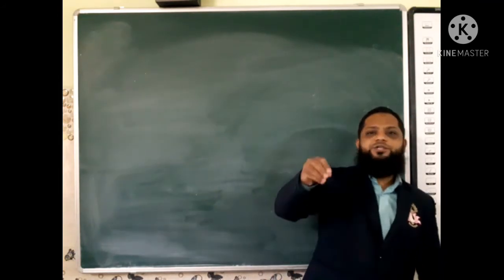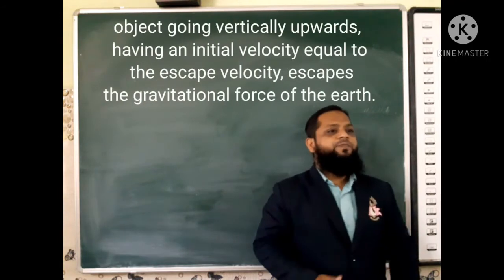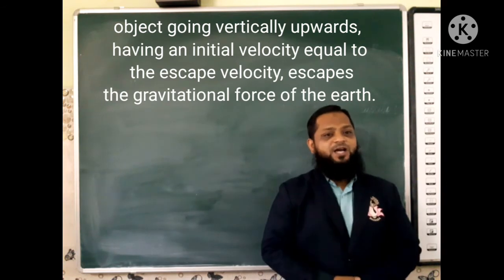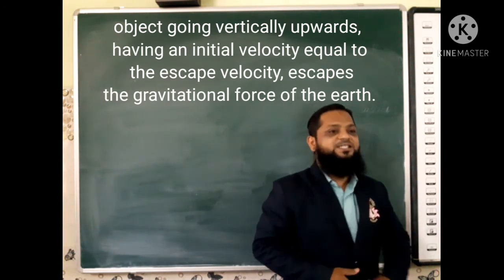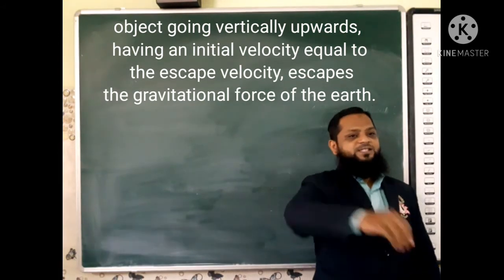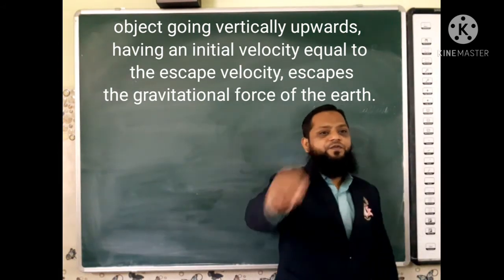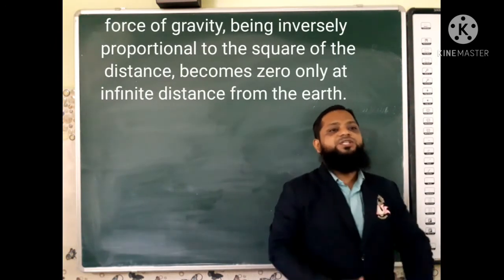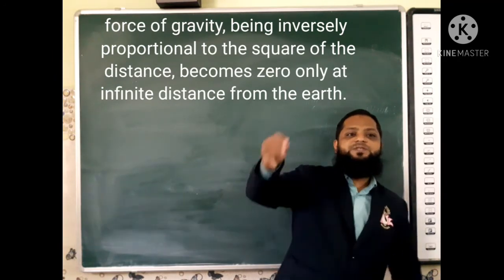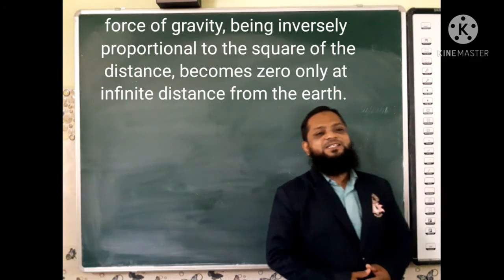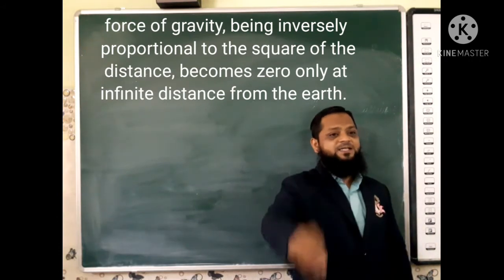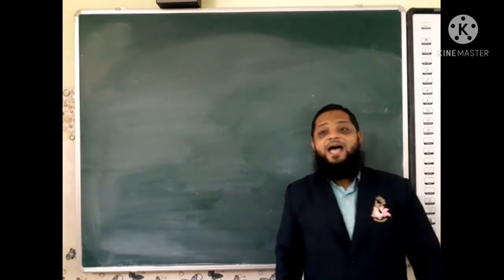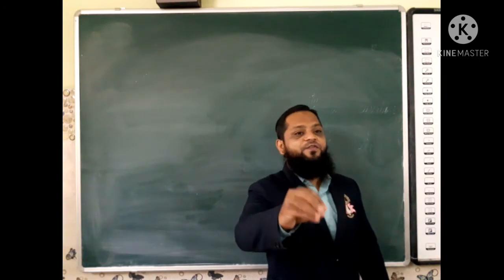Dear children, an object going vertically upwards from the surface of the earth with an initial velocity equal to the escape velocity escapes the gravitational force of the earth. The force of gravity, being inversely proportional to the square of the distance, becomes zero only at infinite distance from the earth. This means that for the object to be free from the gravity of the earth, it has to reach infinite distance from the earth.